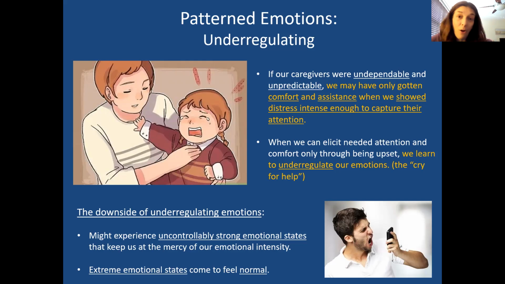We can elicit needed attention and comfort only through being upset. When we could only be upset to get comfort, we learn to underregulate our emotions. I learn to make them bigger, and I get more used to making them bigger because that's how the relationship pattern was. This reminds me of the way biosocial theory talks about borderline personality disorder, where we sometimes bounce between overregulating and underregulating our emotions because our core emotions are being invalidated. If this sounds familiar to you, it sounds familiar to me too, but this is the way sensorimotor psychotherapy explains it.